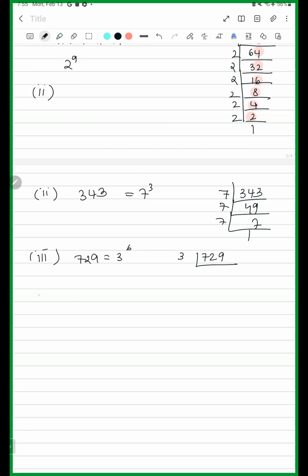Okay. Fourth part. Will it be divisible by 5? Yep. It will be divisible by 5 because the last digit is 5.